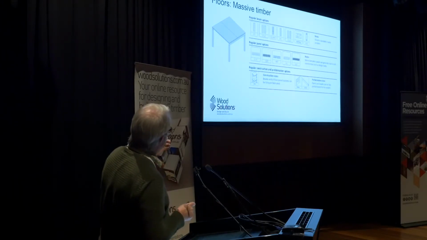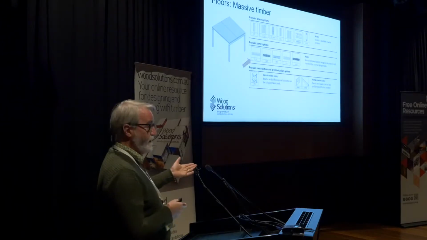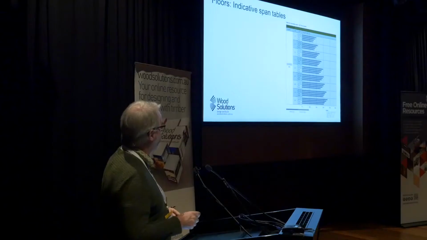So if we say we're going to have a CLT system for our floor panels, or we want to investigate a CLT option, we will then move to see what our indicative spans are if we're using a CLT floor panel. So we have a series of guidance tables in there for material of particular size, and then in particular application, to give you guidance as to about how far that stuff will span.